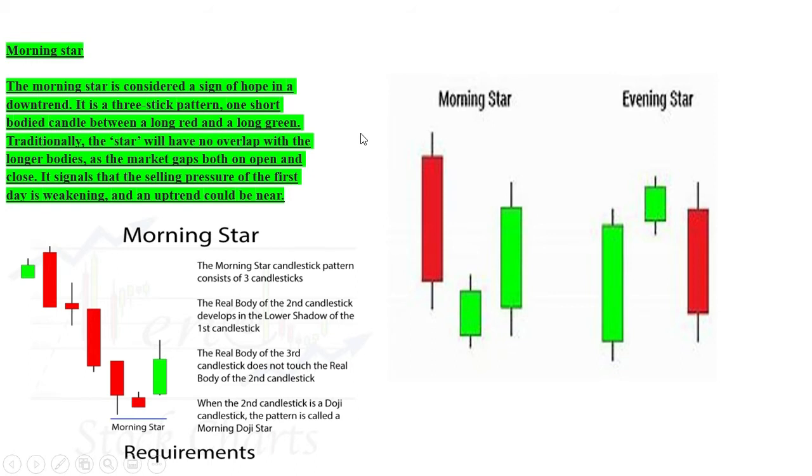I actually like trading the morning star a lot because I find a lot of significance in this pattern. So the morning star is considered a sign of hope in a downtrend. It is a three-stick pattern, one short-bodied candle between a long red and a long green. Traditionally, the star will have no overlap with the longer bodies as the market gaps both on open and close. It signals that the selling pressure of the first day is weakening and an uptrend could be near.